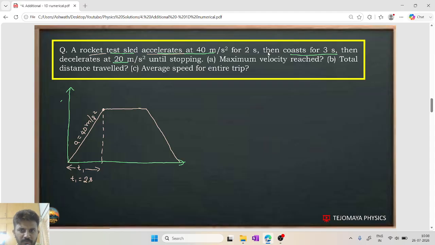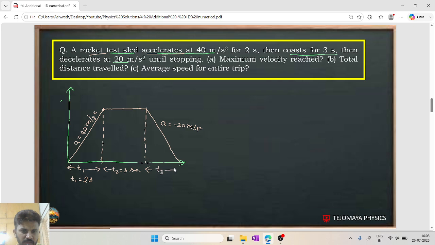And then we have coast for 3 seconds. Coast means continues to be at the same high speed for 3 seconds. That is t2 is equal to 3 seconds. And then decelerates at the rate of a is equal to 20 meter per second square. I will use minus sign because it is deceleration.